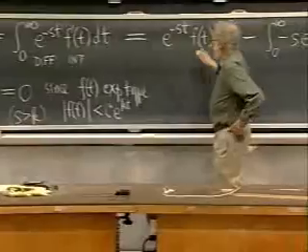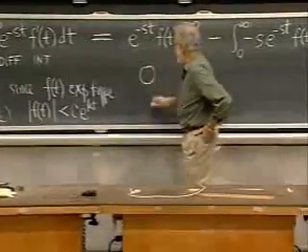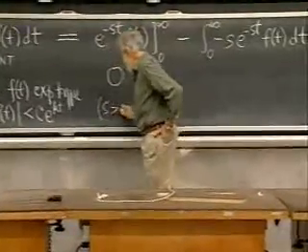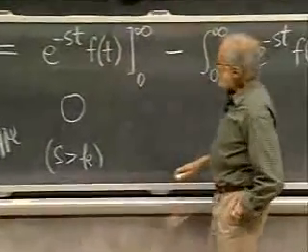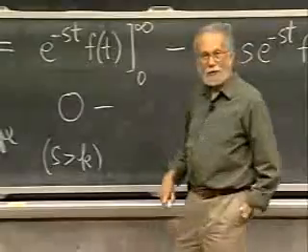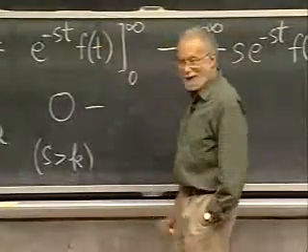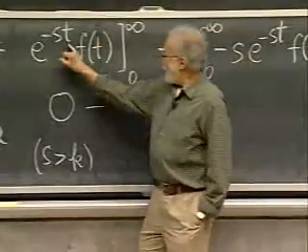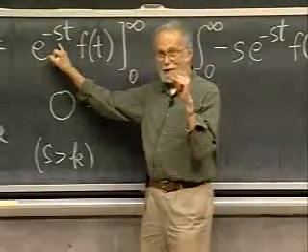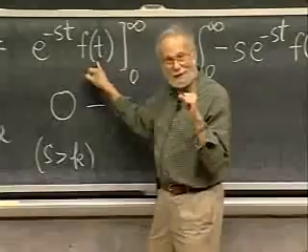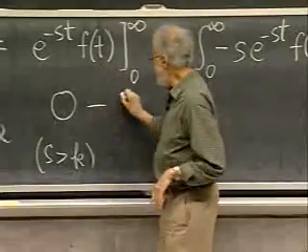And so at the upper limit, therefore, this is 0, again, assuming that s is bigger than that k, the k of the exponential type. How about at the lower limit? We're used to seeing 0 there, but we're not going to get 0. If I plug in t equals 0, this factor becomes 1. And what happens to that one? f of 0.